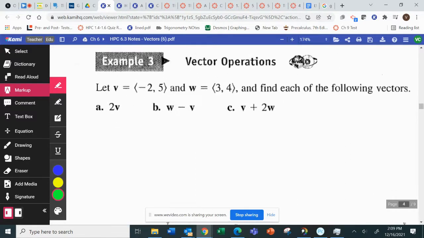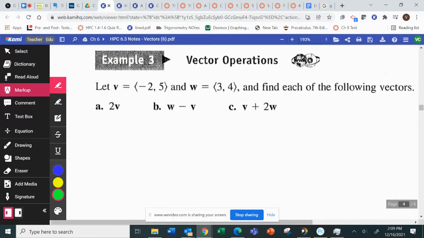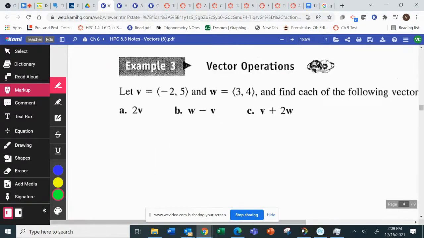Okay, so here we have some vector operations. We're going to answer these operations. And then are the graphs done? Yeah, the graphs are done. We'll look at the graphs afterwards.